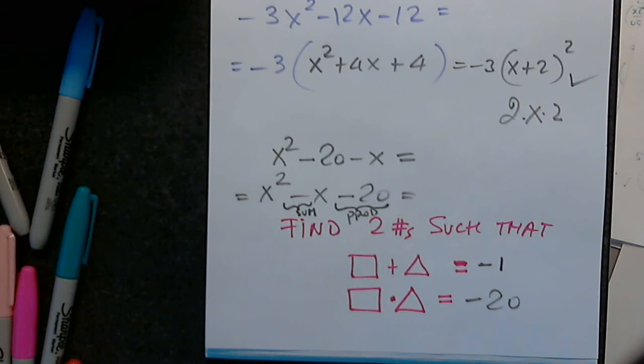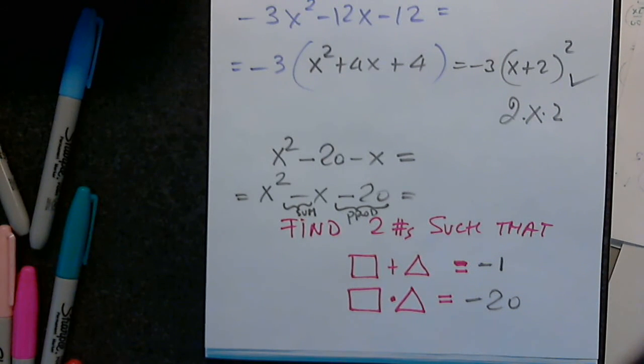So in the strategy in which a special product doesn't work and the leading coefficient is 1, I am looking for two numbers that fulfill both conditions at the same time. The numbers you give me, when you add them, you get negative 1. And when you multiply them, you get negative 20. Please follow me because this is very important. I start by looking at the product first, not at the sum.